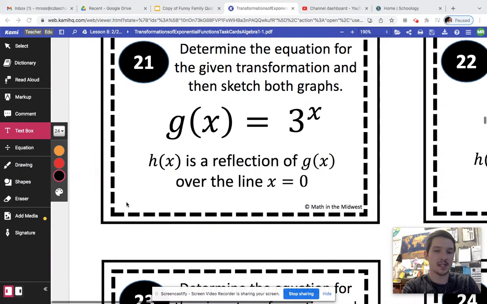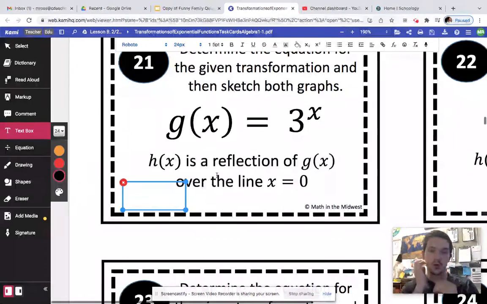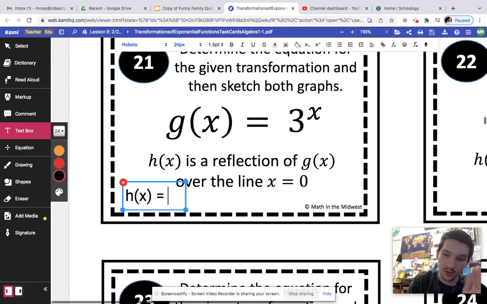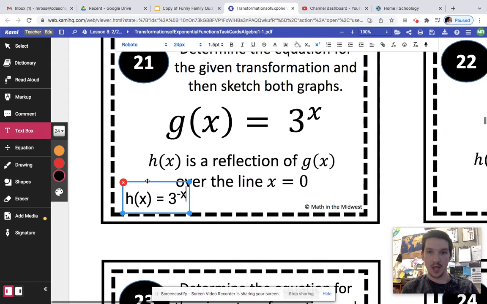So it says g of x equals 3 to the x. Our next transformed exponential function is h of x, a reflection of g of x over the line x equals 0. If we're reflecting over the line x equals 0, that's actually reflecting over the y-axis. So h of x equals, and if we're reflecting over the y-axis, our x is going to become negative x. So it's going to become 3 to the negative x. So that's our new equation.